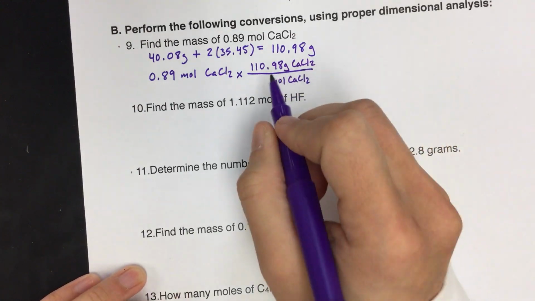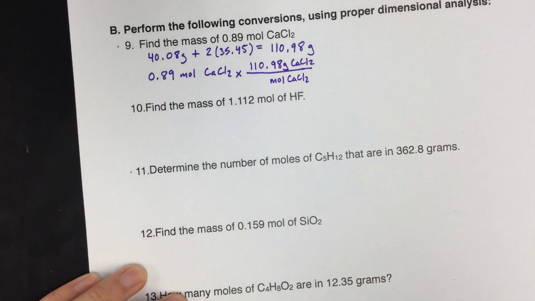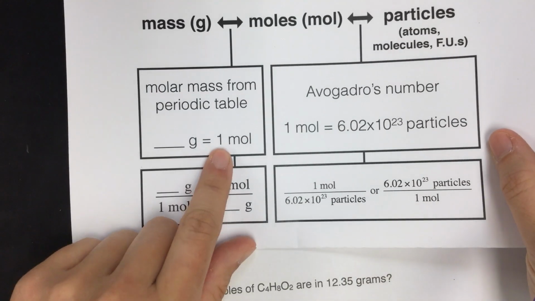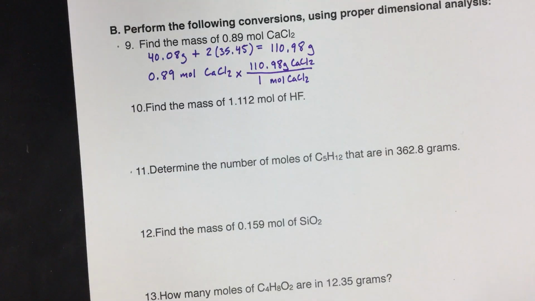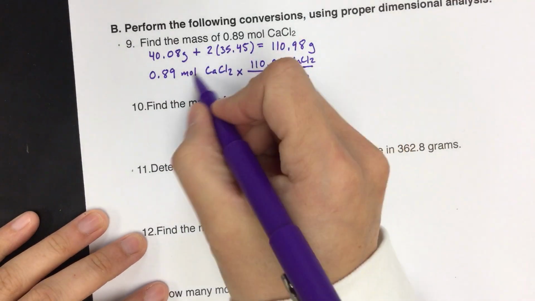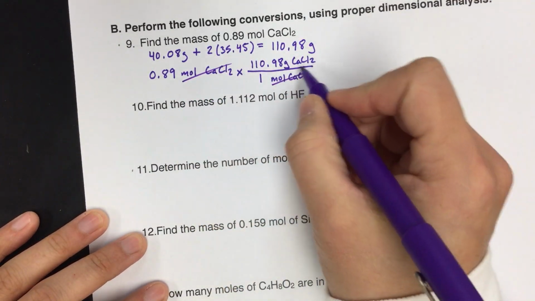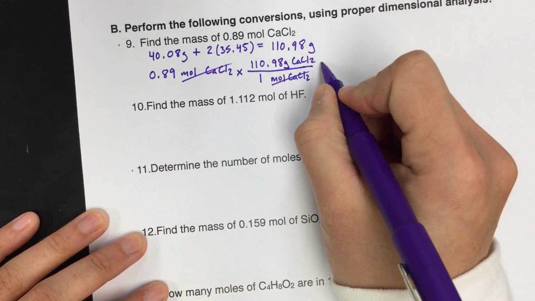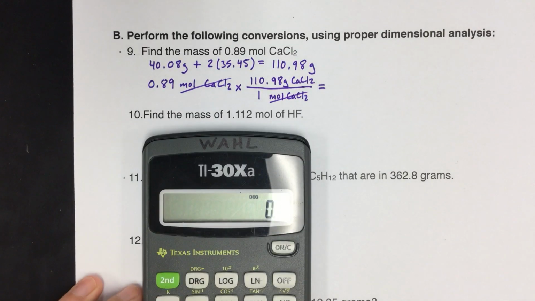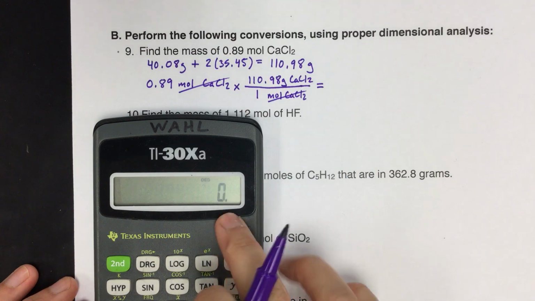And anytime you calculate the molar mass from the periodic table, it's always going to be for 1 mole, and that's shown in your conversion sheet as well. Anytime you take numbers off the table, those are for 1 mole of that element, and in this case for the compound, since we're adding up all the elements. So now our moles cancel. We get grams, which is good because we wanted a mass here. So now, just like your regular dimensional analysis problems, we're going to multiply the top numbers, divide the bottom numbers.